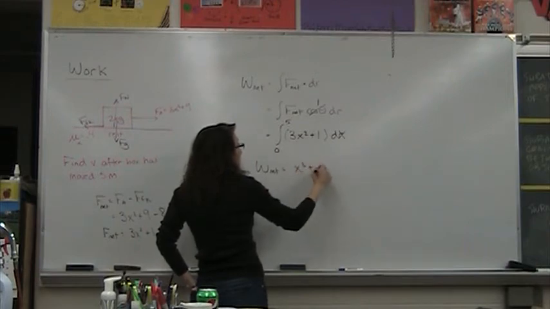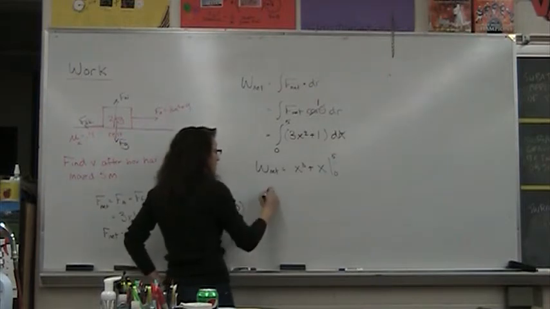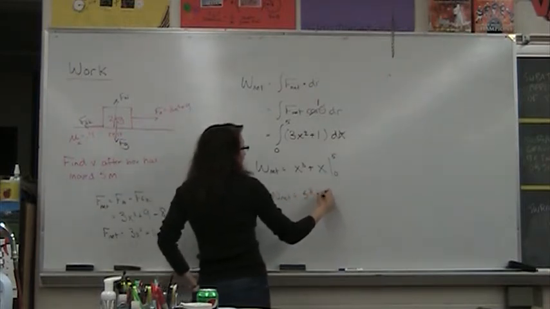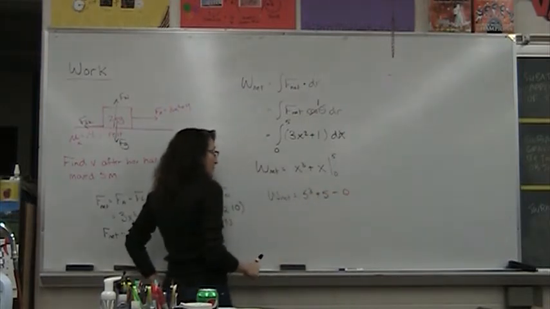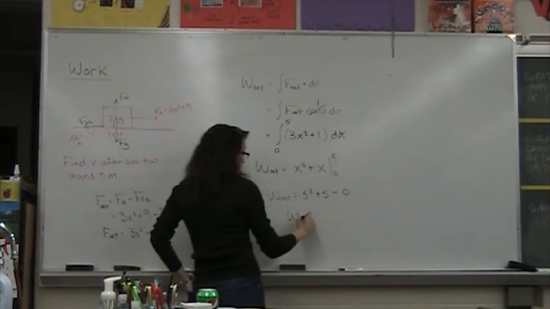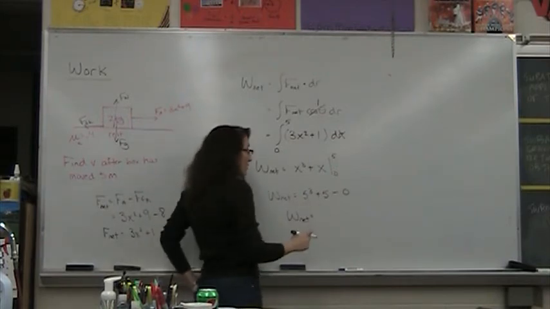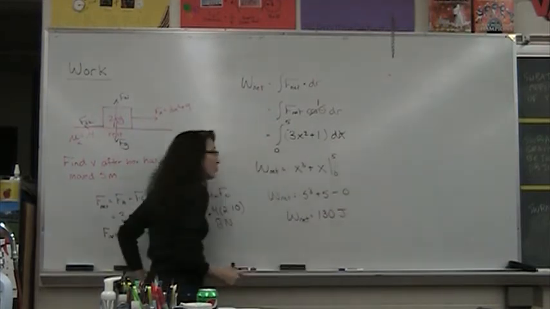X cubed plus x from 0 to 5. So we're going to get 5 cubed plus 5 minus 0, right? So what is that, 120? 5 cubed is, yeah, 125 plus 5. Sorry, I subtracted instead. So 130 joules.